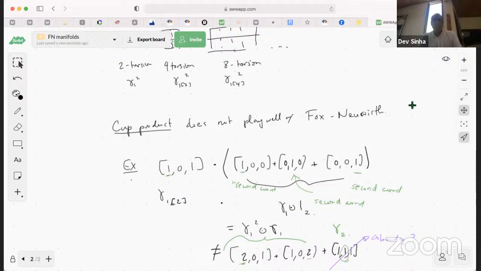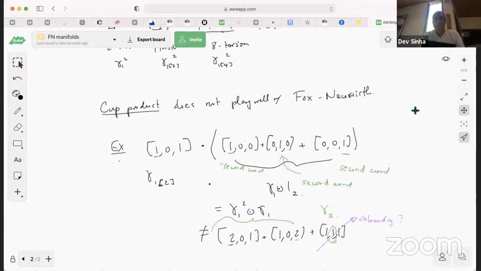Fox-Neuwirth cells are wonderful ways to make some cochain level calculations with the coproduct and the transfer product, but not so much with the cut product. But that's a challenge, and there's some things to do maybe with generalizing, refining Fox-Neuwirth cochains for cut product calculations.